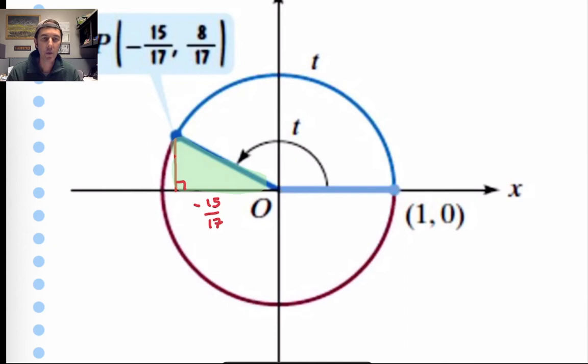Then we made a turn and we went vertical. We went up 8/17. There we go. That is the length of that vertical side that we drew in there.